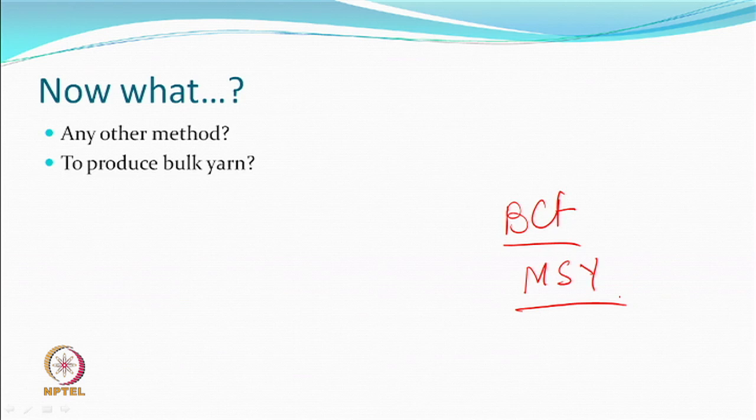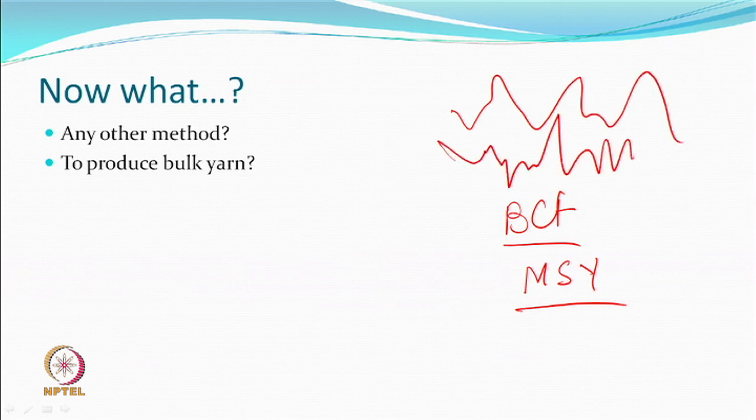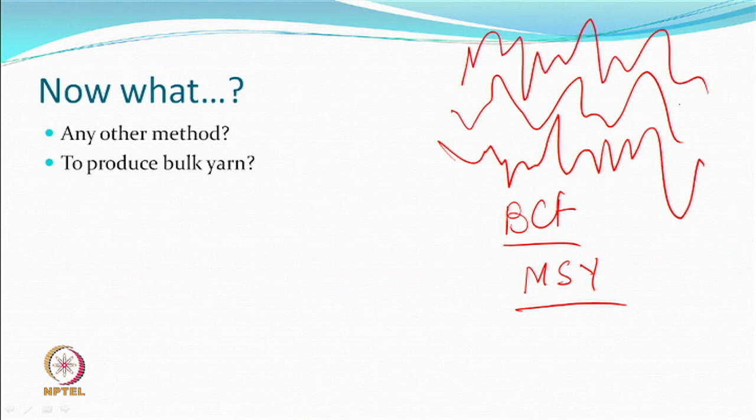Because what were you doing in the BCF? You had individual filaments being crimped, and then you could stretch, it will stretch and recover. So, although the name says bulked continuous filament yarn, so bulk has increased, but it is not a bulked yarn.